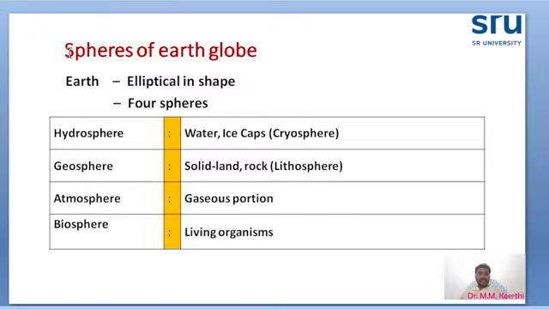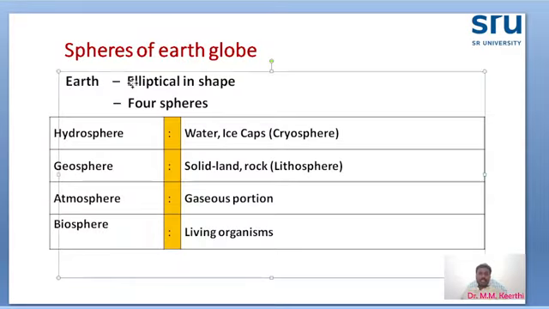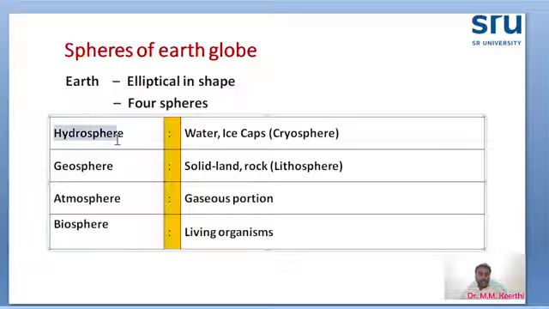First, we are going to discuss the spheres of the Earth globe. Already we know the Earth is elliptical in shape. Here there are four spheres. One is the hydrosphere. Hydrosphere is nothing but where the water and ice caps are present. Particularly where the ice caps are present, that area is called the cryosphere. The second sphere is called the geosphere. Geosphere is the solid land and rock, where the rock and solid portions of land are present.